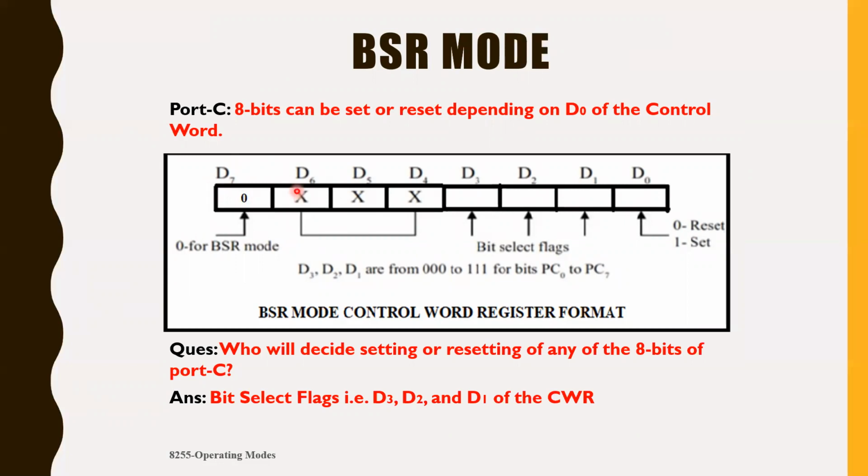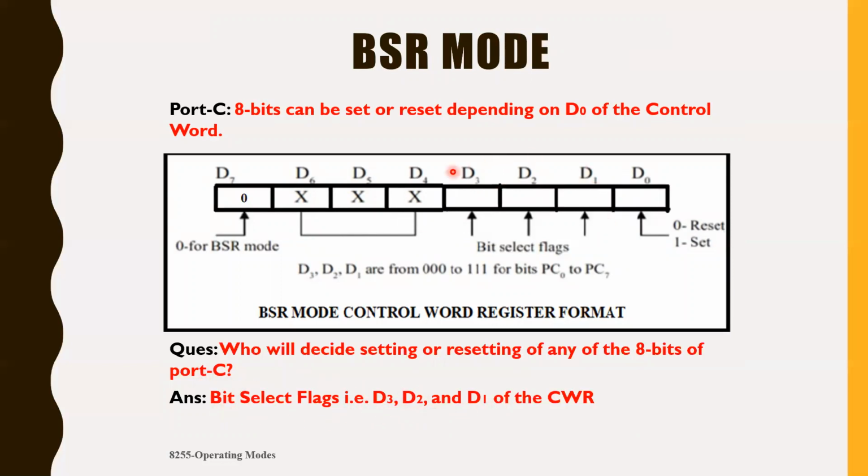The next 3 bits under the BSR mode, D6, D5 and D4, have the don't care condition, meaning they do not have any significance. We can either have 1 or 0. Generally we put 0 over here. The next 3 bits of this control word are D3, D2, D1. These bits are called bit select flags.